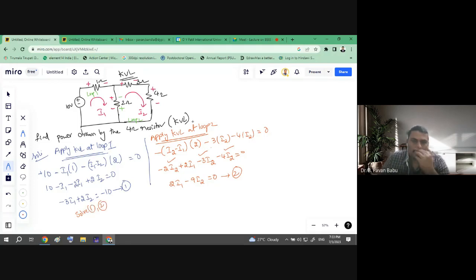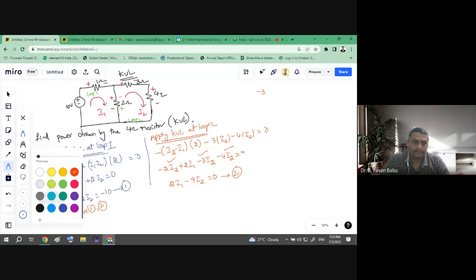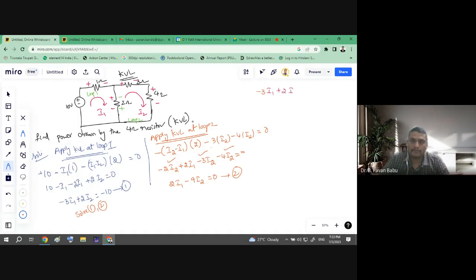I will let you know in tutorial class how we can solve the unknowns in the calculator. But as of now I'll go with the old method. So how can we solve these two? Minus 3 I1 plus 2 I2 is equal to minus 10. So this is an old technique. Right now we can solve the unknowns directly using the calculator, even for a 3 by 3 matrix.